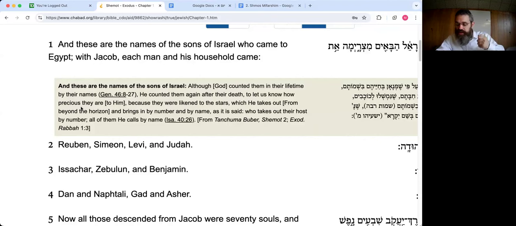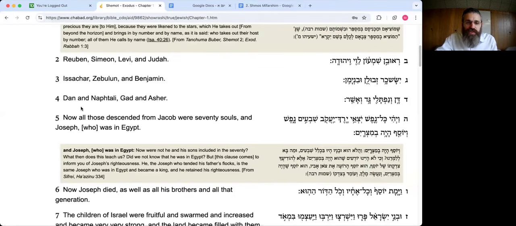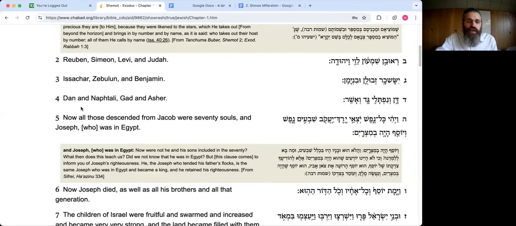In the Torah here, you have both. You have the names of the people, but it also says in verse 5, now all those descended from Jacob were 70 souls, and Joseph, who was in Egypt. We'll get to that in a minute. Joseph is counted within the 70. But in any case, we're talking about names and a number. And then the question is, what is the significance of name and number? I already said it, so I'll say it again briefly.